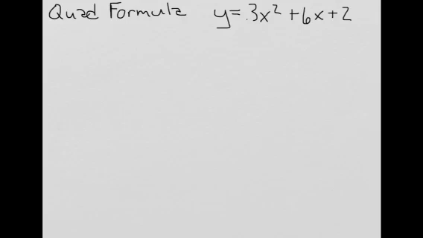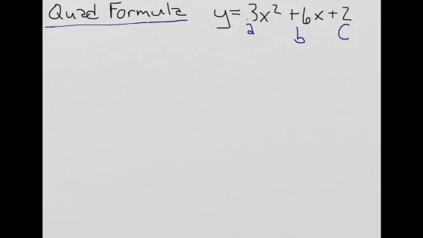Okay, third problem is utilizing the quadratic formula, because it's not exactly written very easy to work with. So one of the keys is to identify our a is 3, our b is positive 6, and our c is positive 2, and then create the quadratic formula.